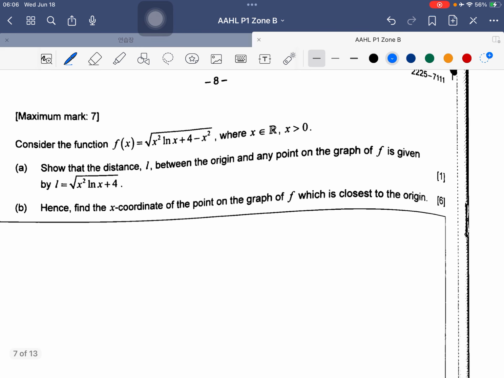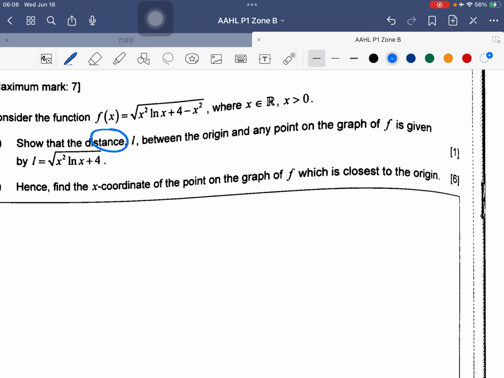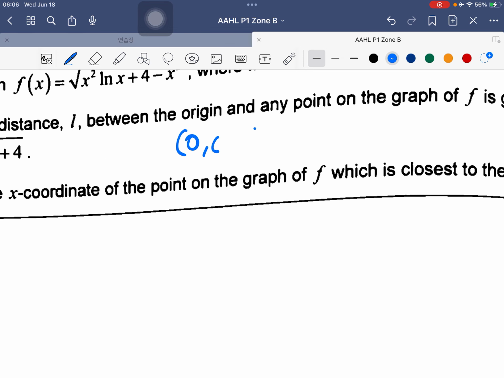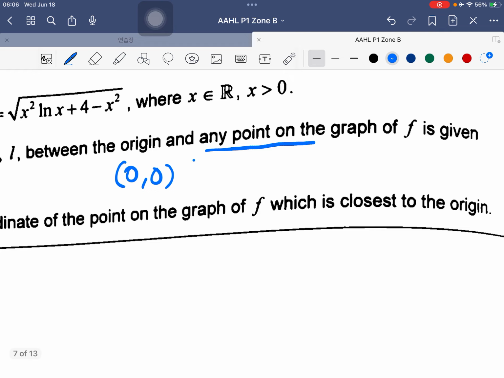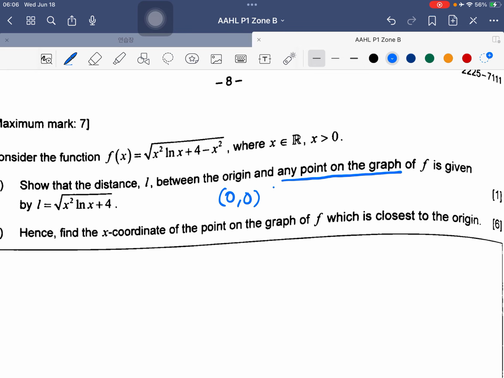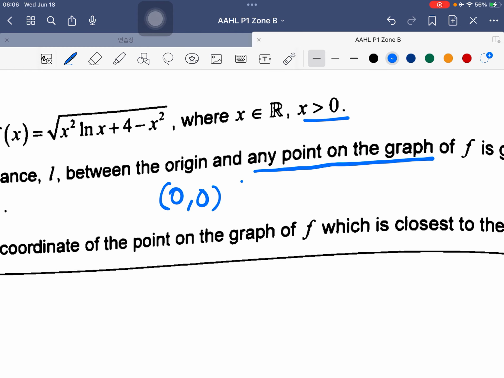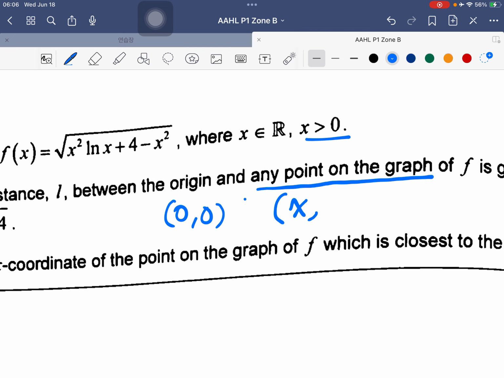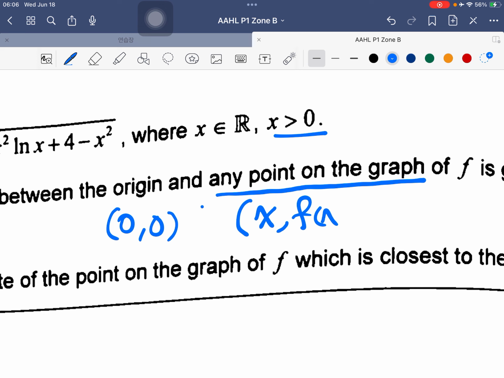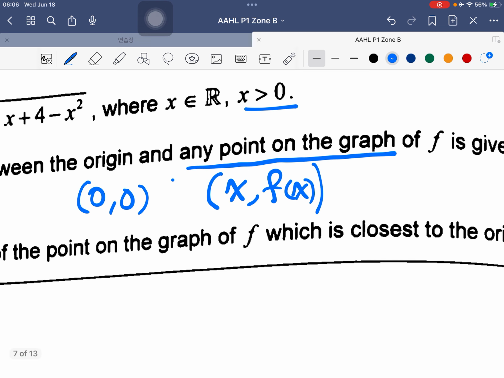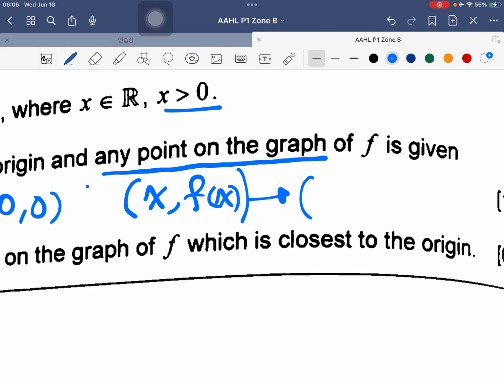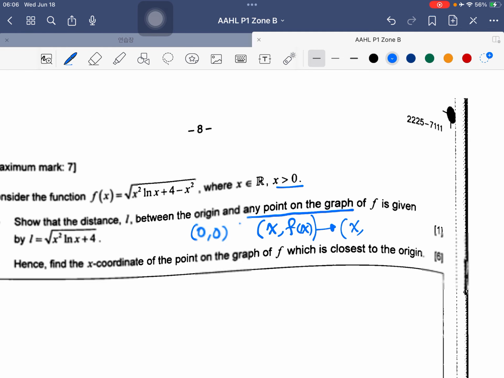So it says the distance, right? The distance between the origin, which is 0, 0, to any point of the graph. We can define any point of the graph by an xy coordinate. Because x is greater than 0, we can put the x coordinate as just x, and the y coordinate is going to be f of x. This is any point of the graph, right? So this can also be expressed as x comma f of x.